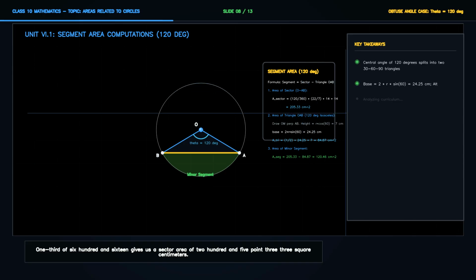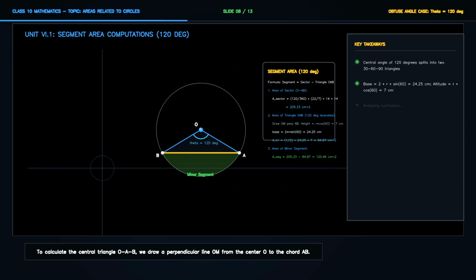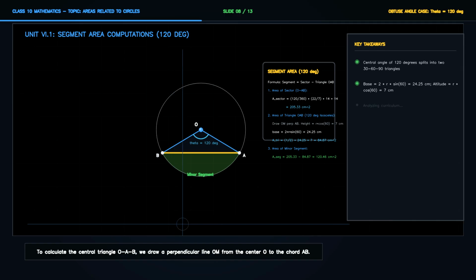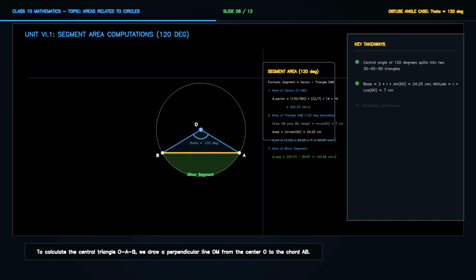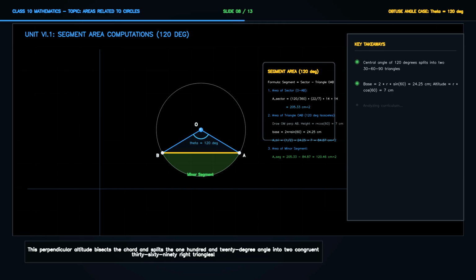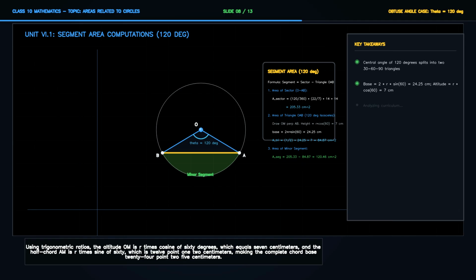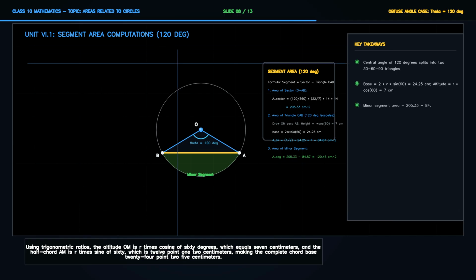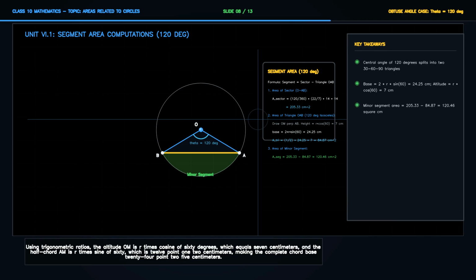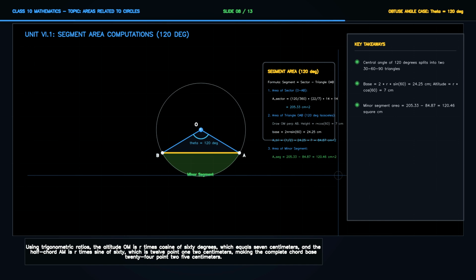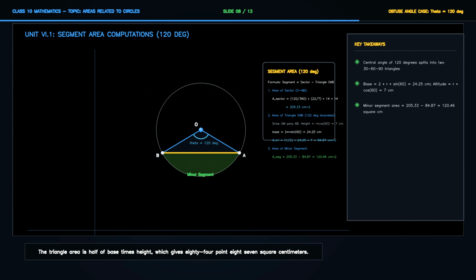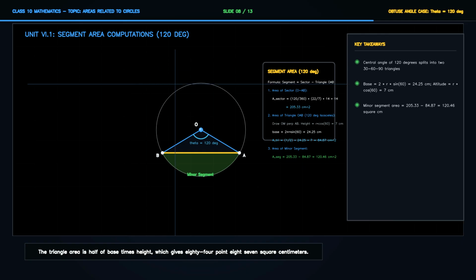To calculate the central triangle OAB, we draw a perpendicular line OM from the center O to the chord AB. This perpendicular altitude bisects the chord and splits the 120-degree angle into two congruent 30-60-90 right triangles. Using trigonometric ratios, the altitude OM is r times cosine of 60 degrees, which equals 7 centimeters, and the half-chord AM is r times sine of 60, which is 12.12 centimeters, making the complete chord base 24.25 centimeters.